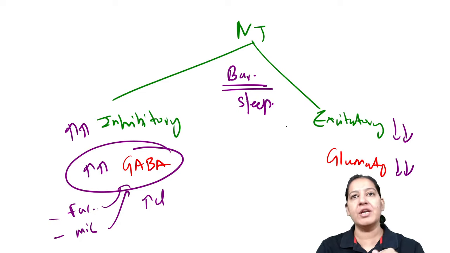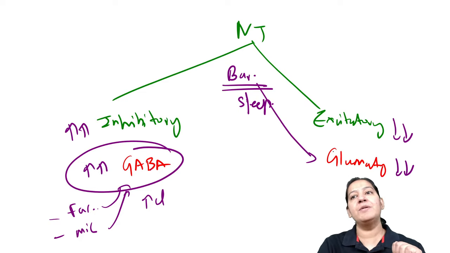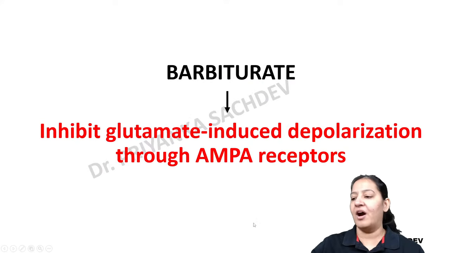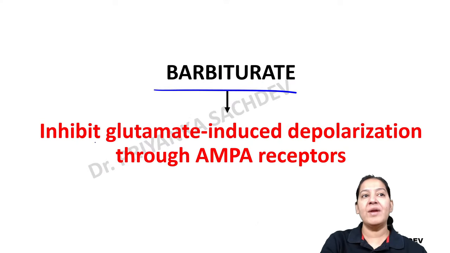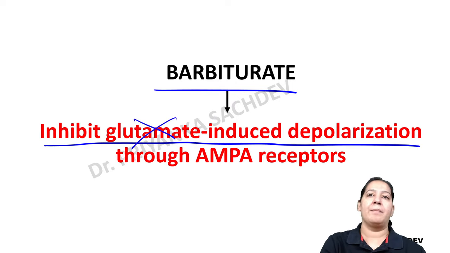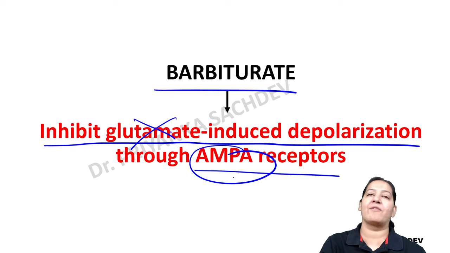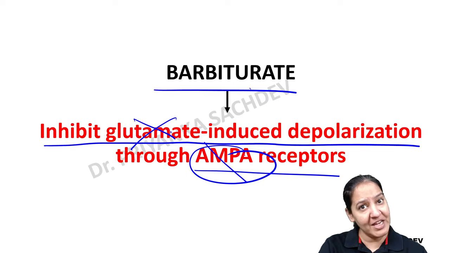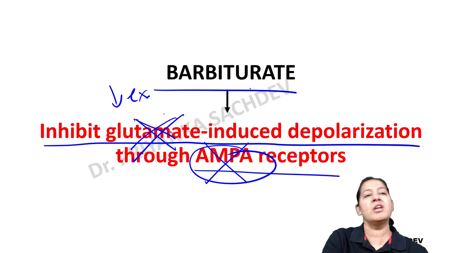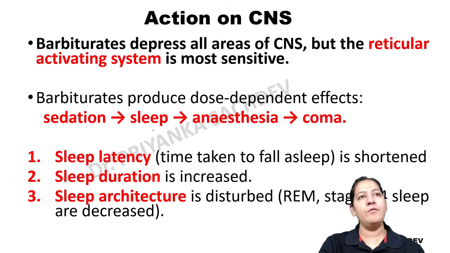But the third action of the barbiturate is inhibition of glutamate, the excitatory neurotransmitter. So this is the third action. Barbiturates inhibit glutamate-induced depolarization. It is inhibiting glutamate by acting on the AMPA receptor. AMPA receptors are the receptors of glutamate. So barbiturate is inhibiting the AMPA receptor, inhibiting glutamate, inhibiting excitation. So again, inducing sleep. Give me a thumbs up.